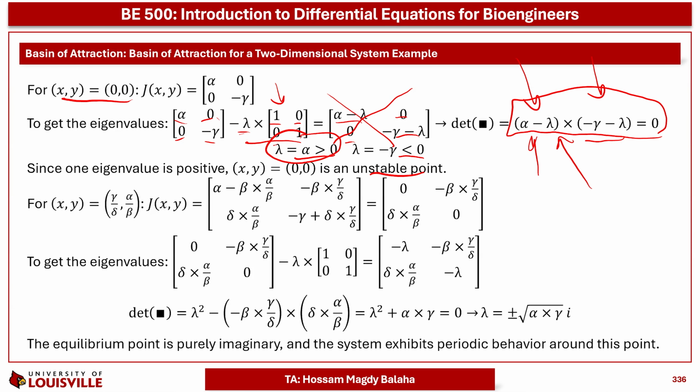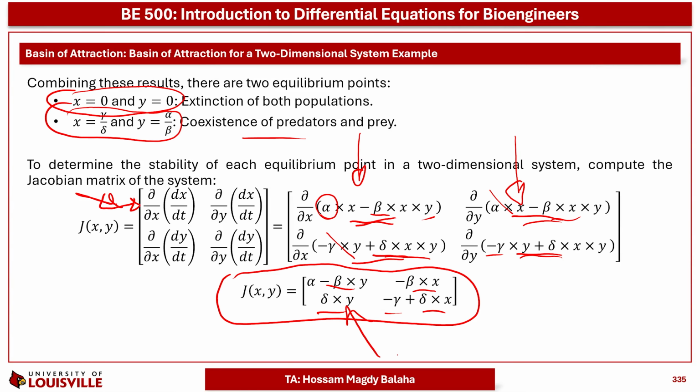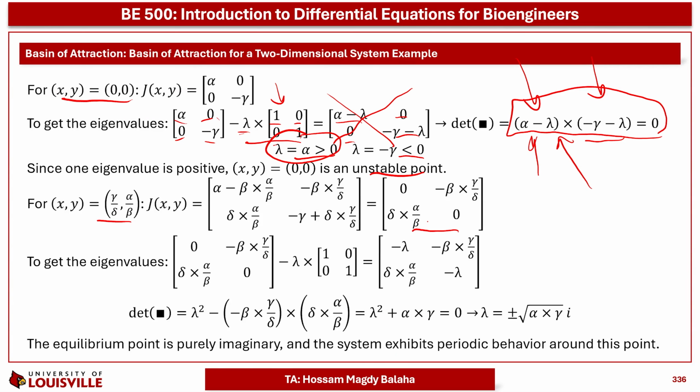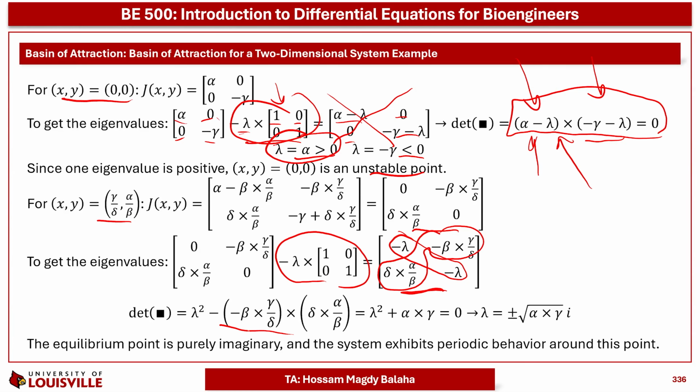So substitute that point in the Jacobian, you will get that matrix. Now get the eigenvalues. Do the same from here to here and find the values. Apply the determinant, so minus lambda squared minus that factor by that factor. So you will finalize all of that and simplify to get lambda squared plus alpha multiplied by gamma equals 0.